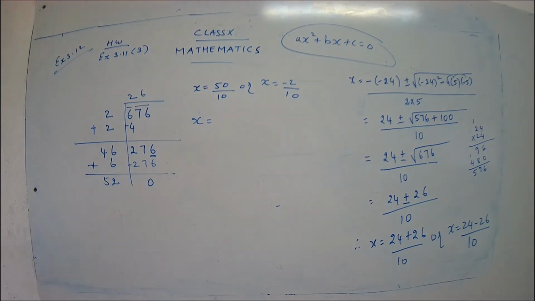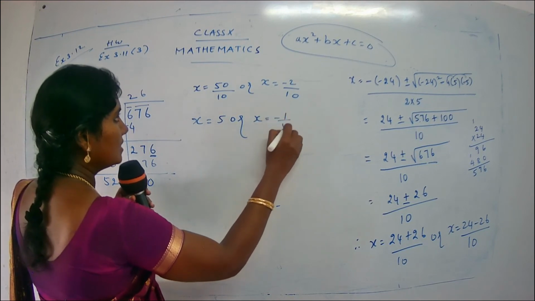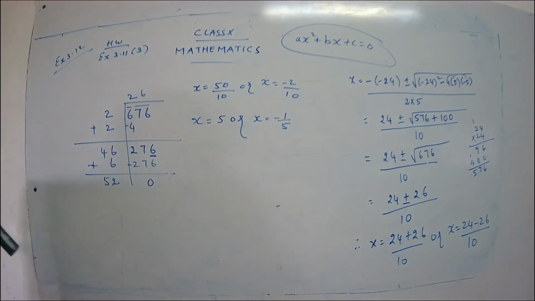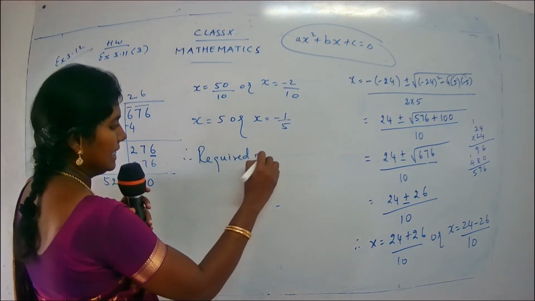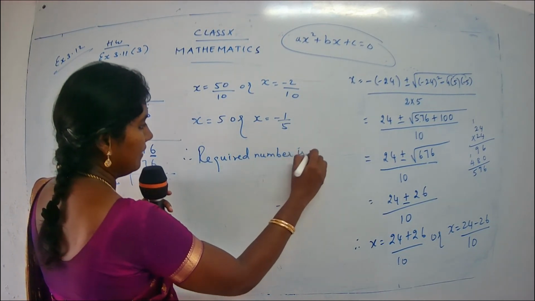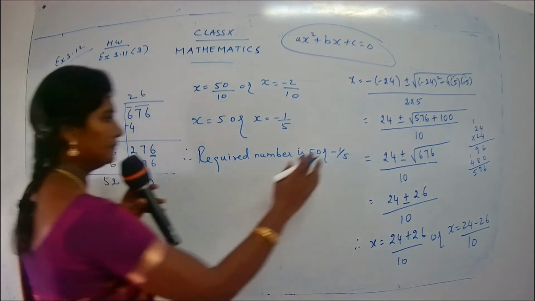So what is the value for x? The value for x is equal to 5 or x is equal to minus 1 upon 5. So we have got the value for x as 5 or minus 1 by 5. So what is the required number? The required number is minus 1 by 5 or 5. Okay, children? So I'll write down here. Therefore, required number is 5 or minus 1 by 5. Okay, so this is the answer.